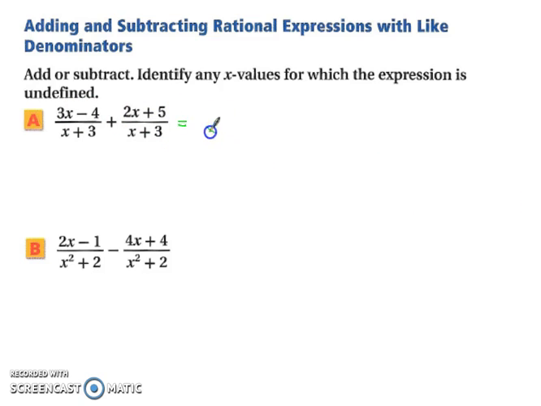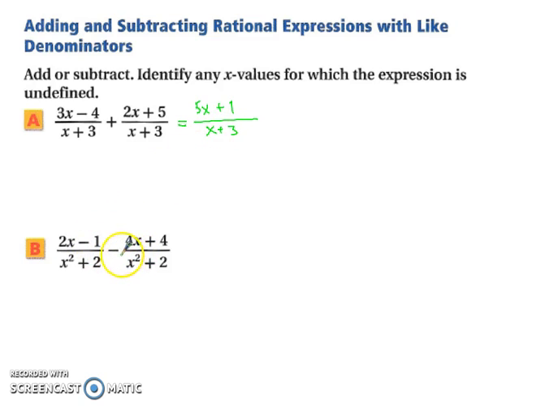So we're going to be left with this x plus 3 in our denominator, and then in our numerator, we have 3x and 2x, which make 5x, and we have a -4 and a +5, which are going to give you +1. And there you have it. You have added fractions. Now, try subtracting.